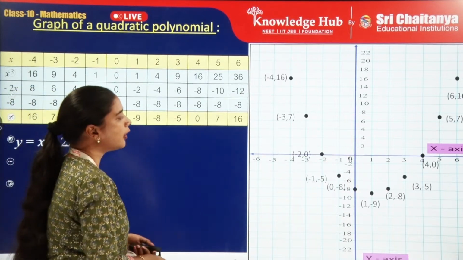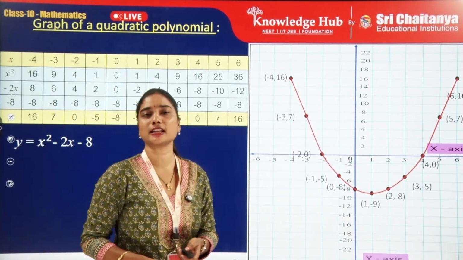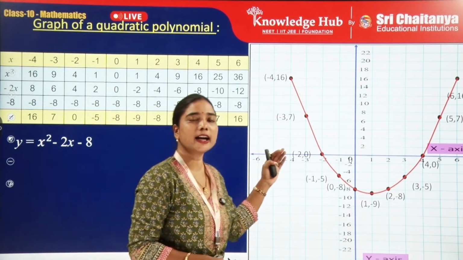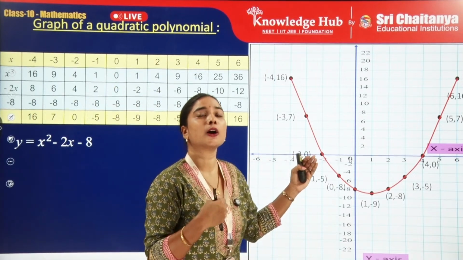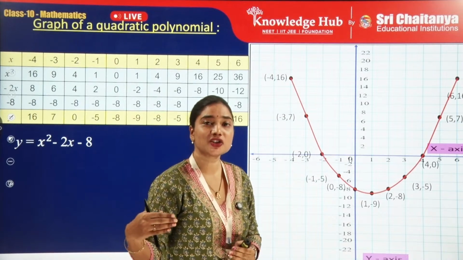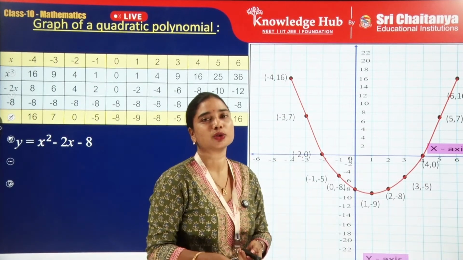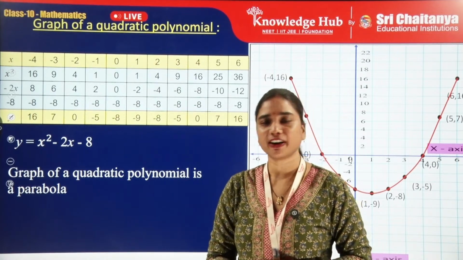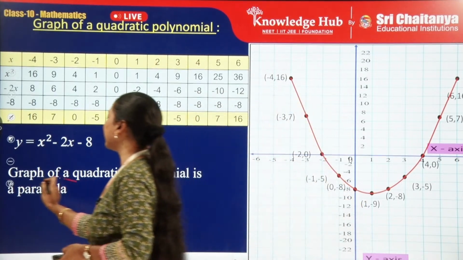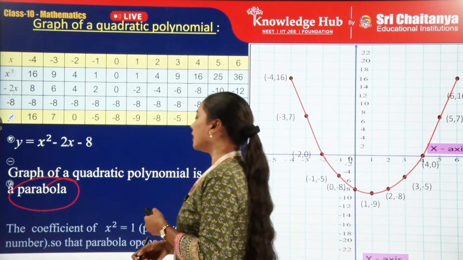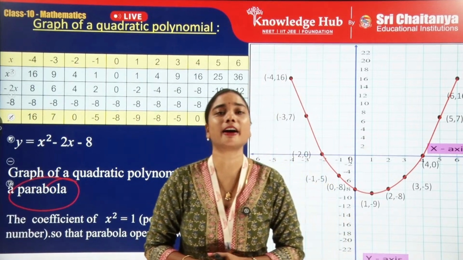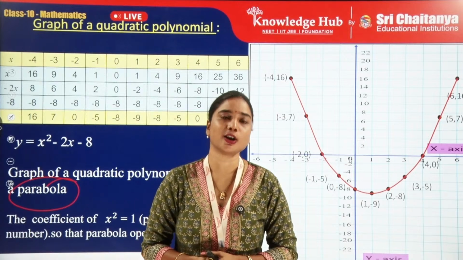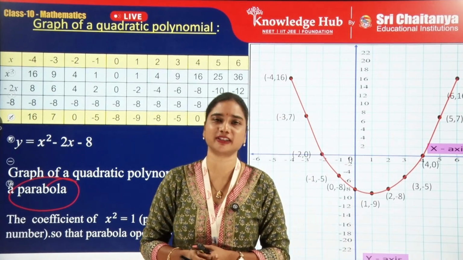So mark down all the points and join them, and we get a graph which opens in the upward direction in a U shape. This U-shaped graph is called a parabola. The graph of a quadratic polynomial is a parabola. After that, why does the graph open in the upward direction?